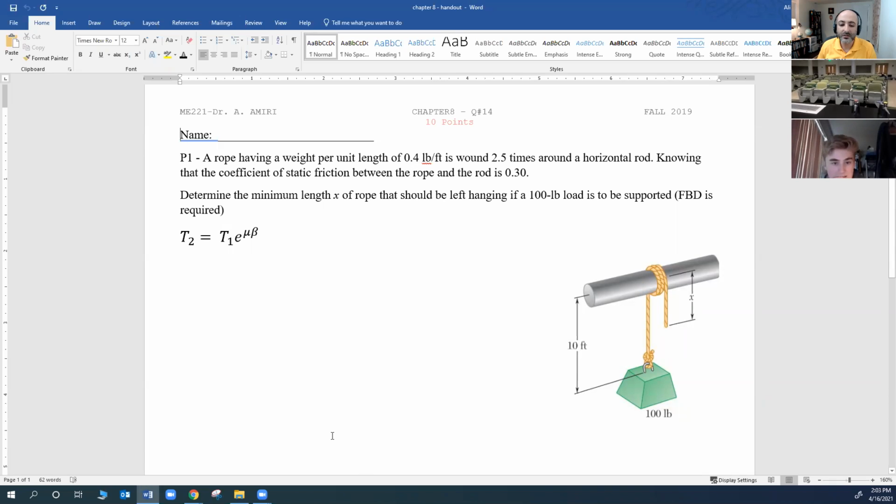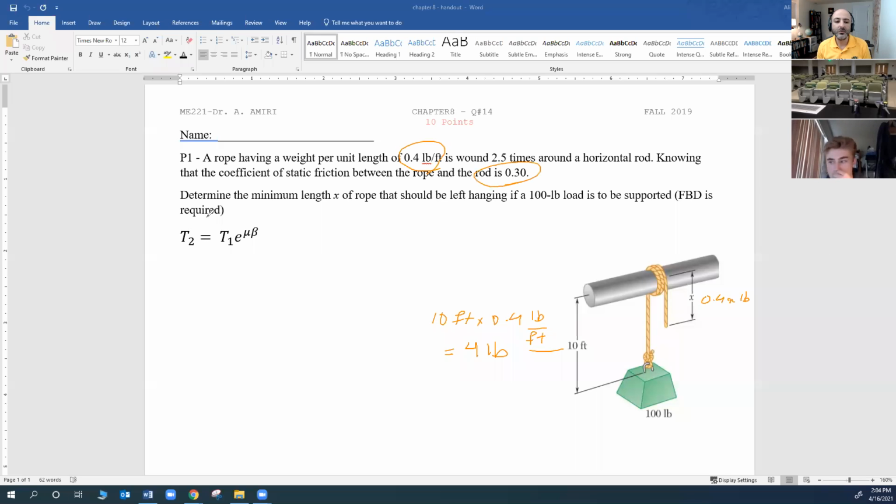The weight of this rope is 0.4 pounds per every foot of this rope. So for example, the weight of this section of it is 10 feet multiplied by 0.4 pound per foot, and it's going to be 4 pounds. Okay, so the weight of this section of it is 4 pounds. There is this section that we don't know. The weight of this section is 0.4x pound, whatever that length is, and it's wound 2.5 times. We have also the coefficient of static friction.